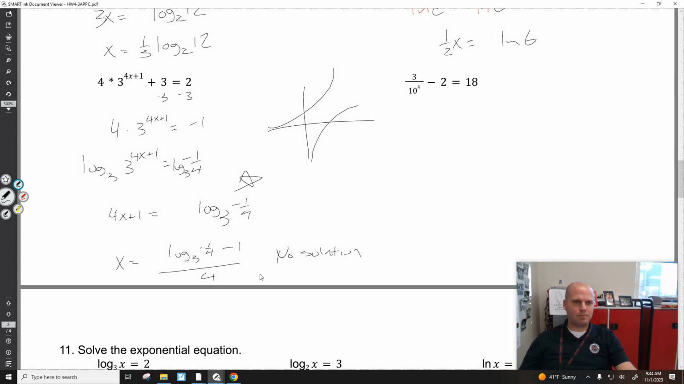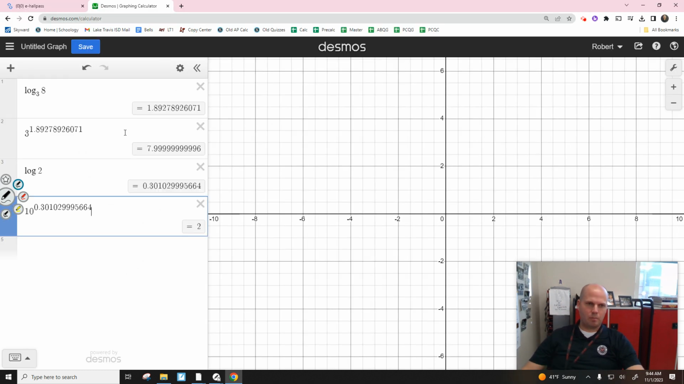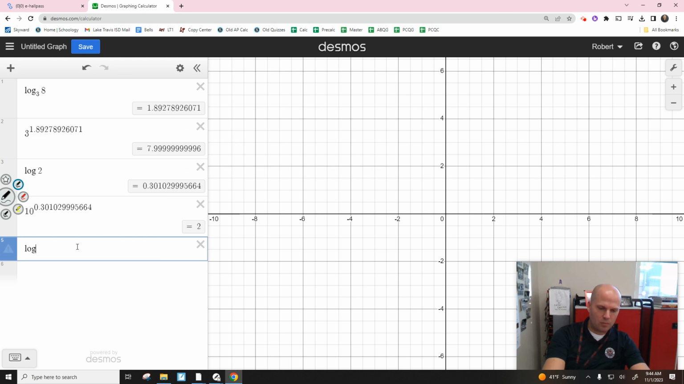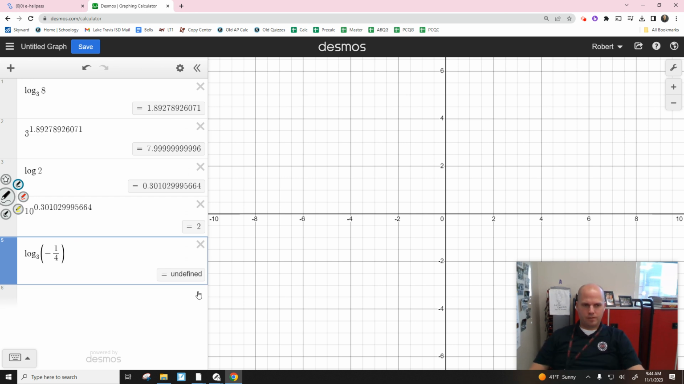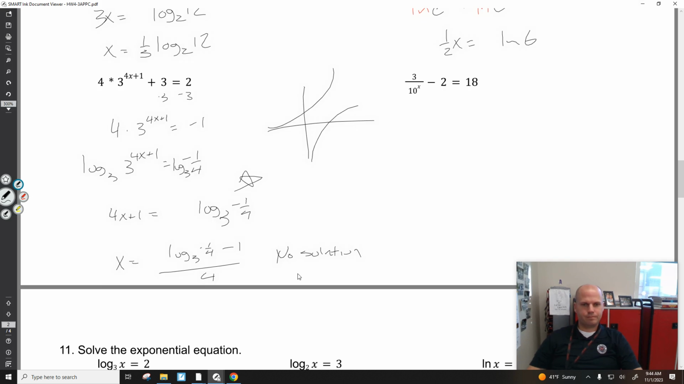If you attempt to plug in the log base 3 of a negative number, the log of any base of a negative number, it's going to be undefined. Okay? So I immediately just put there's no solution.